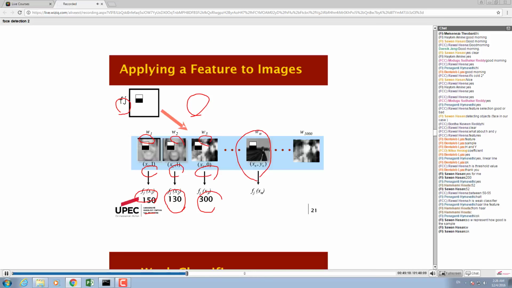Okay, so this is the way, when we say we have to apply one feature to sample, then it is happening in this way. For every sample image, we generate the feature value.